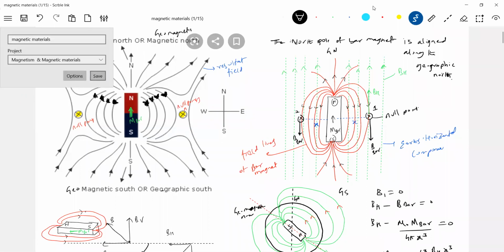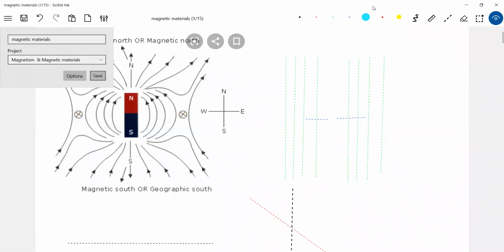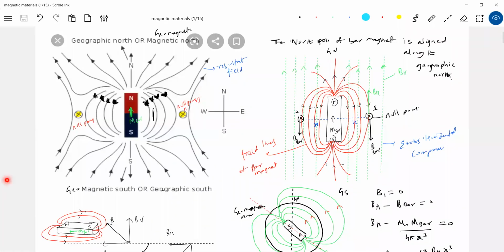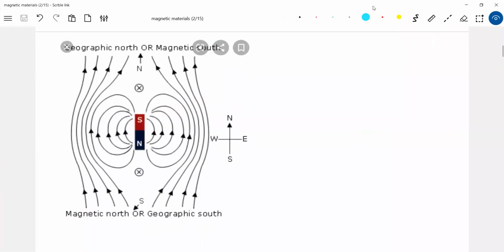Just notice the arrows. The resultant field here should be in this direction, and here it is zero. Here the resultant field will be in this direction. That formula you have to remember. So like this, we can find out the dipole moment of a bar magnet. Okay, let's come to the next one.